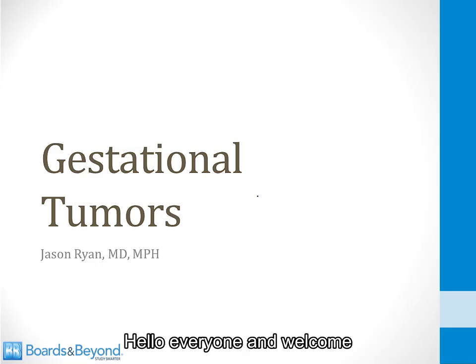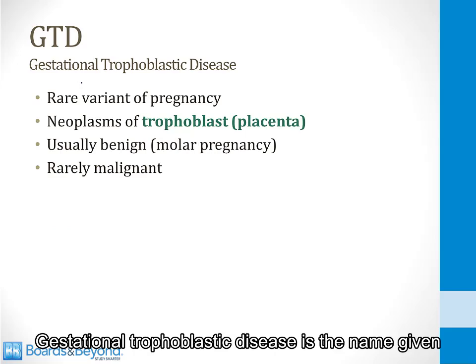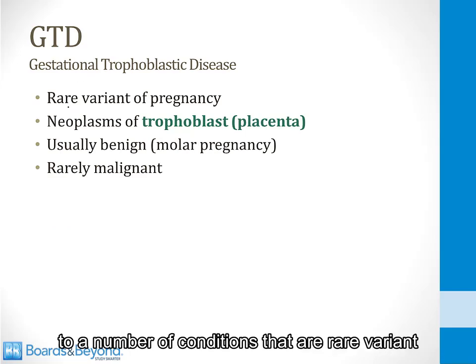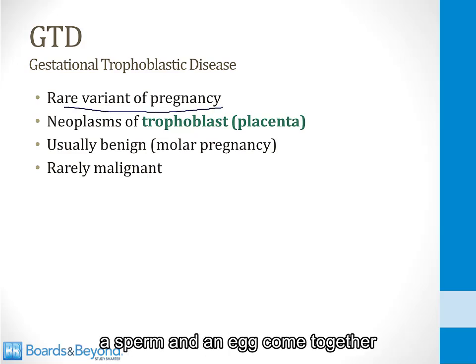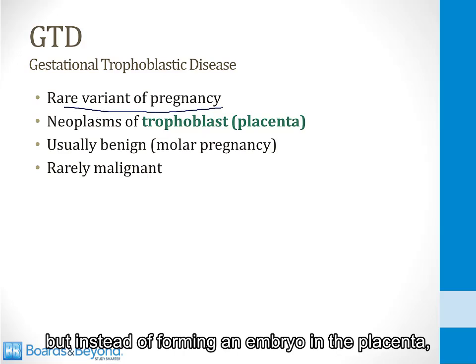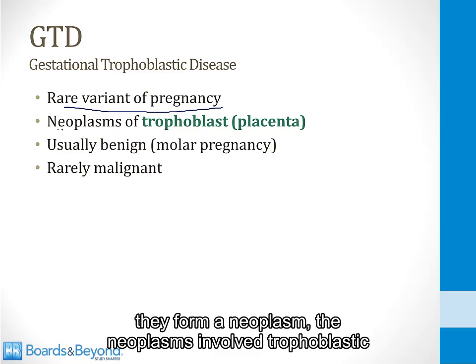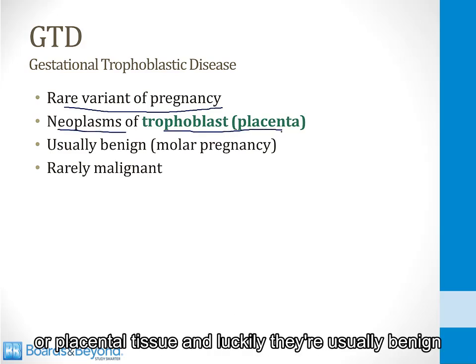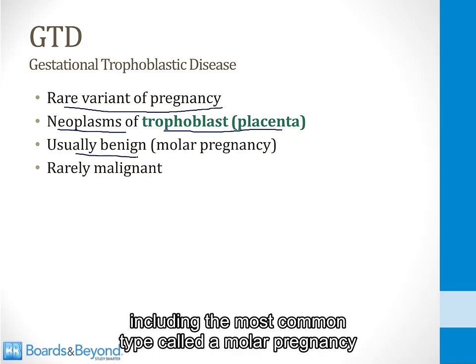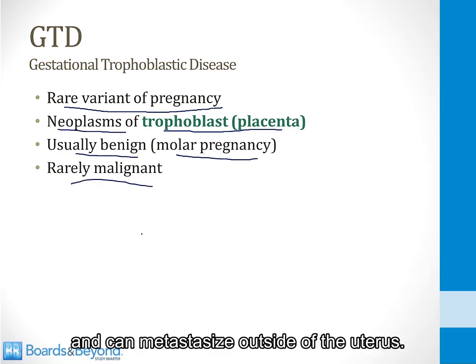Hello everyone and welcome to our module on gestational tumors. Gestational trophoblastic disease is the name given to a number of conditions that are a rare variant of pregnancy. In these conditions, a sperm and an egg come together, but instead of forming an embryo and the placenta, they form a neoplasm. The neoplasms involve trophoblastic or placental tissue, and luckily they are usually benign, including the most common type called a molar pregnancy, but rarely they are malignant and can metastasize outside of the uterus.